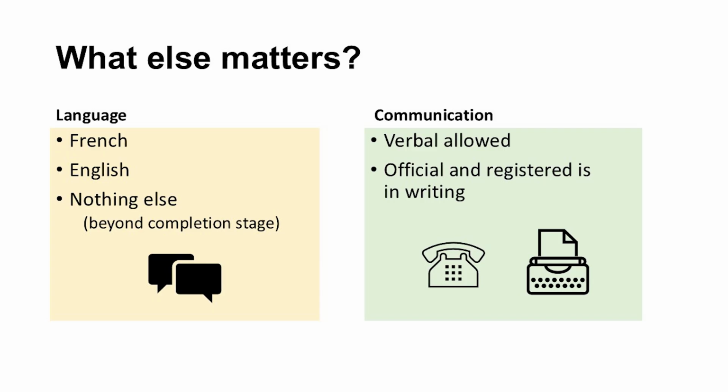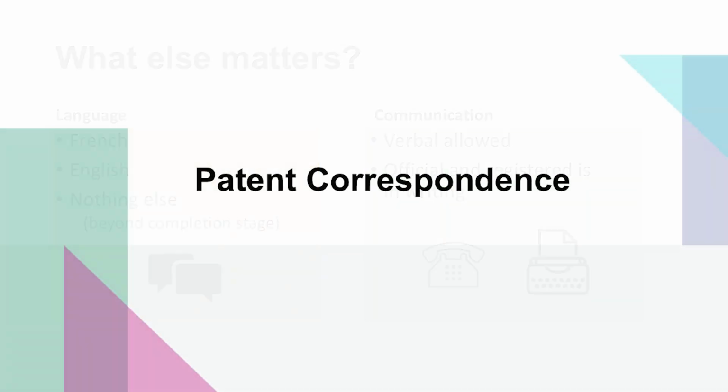And no patent examiner will commit to anything over the phone. All of this must be in writing in order to be official. So now let's get into patent correspondence. What exactly is it and how does it work? We'll take a deeper look at office actions and how to respond to them efficiently.